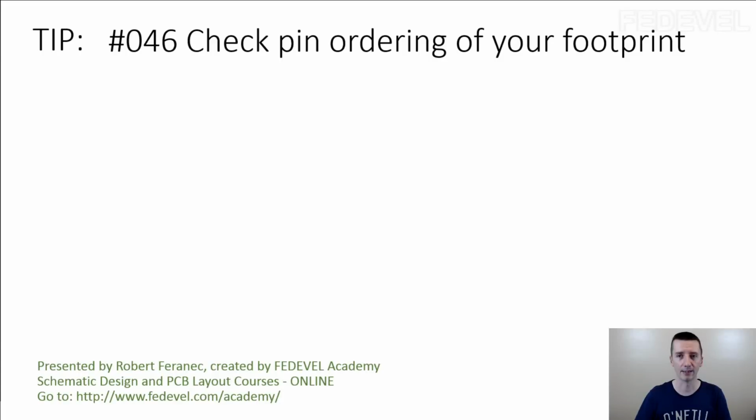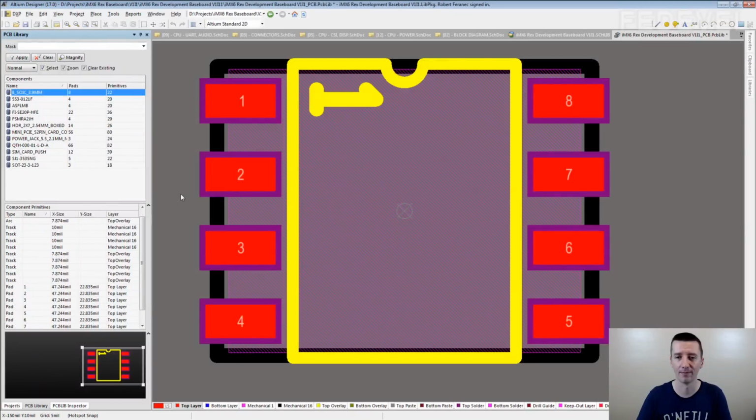Tip number 46, check pin ordering of your footprint. I've seen many mistakes with this. I'm going to explain what I mean. This kind of mistake is so hard to fix when you manufacture a board with wrong pin ordering. Usually you just need to redo the board and do the manufacturing again. Many times it's not possible to fix it.